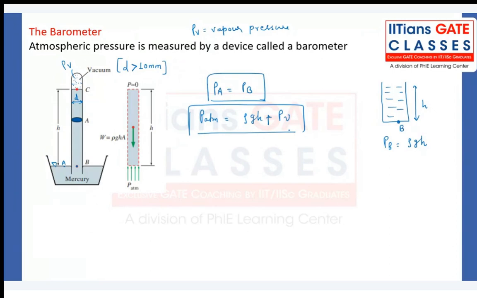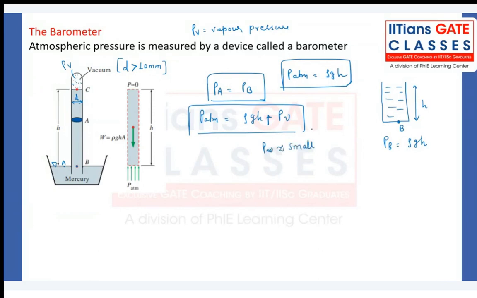But who is creating the trouble for me? The PV value. Yes or no, guys? Whatever the PV value is, that is what is creating trouble for me. So now tell me, if at all I want to measure P atmosphere directly by the reading of rho gh, then what can we write? Simply, PV has to be very, very small.